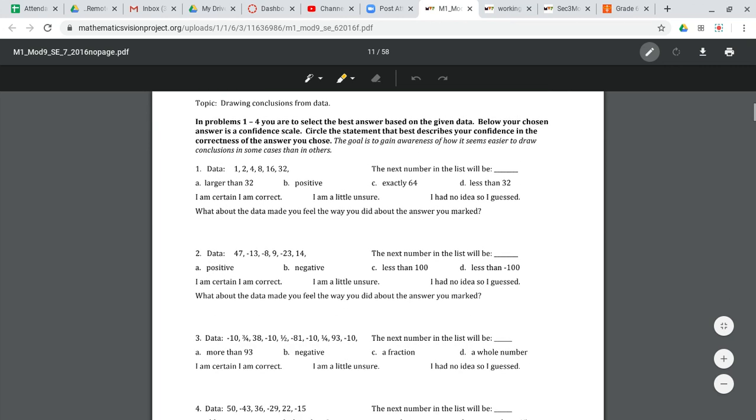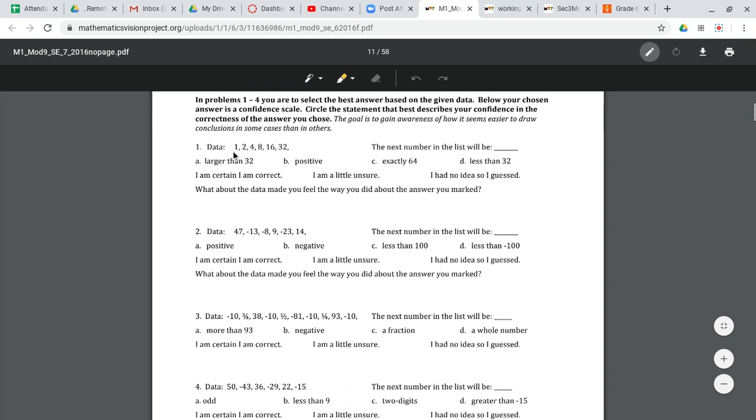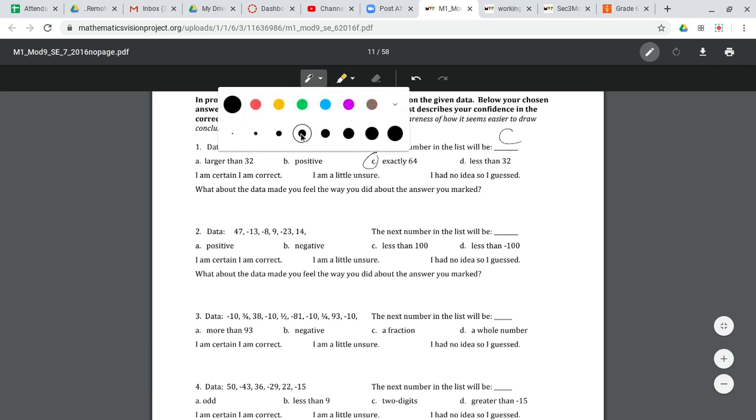So if we look at number 1, the data, we have 1, 2, 4, 8, 16, 32. The next number in the list will be larger than 32, positive, exactly 64, less than 32. Well, first of all, is there a pattern happening here? Yeah, we're doubling it, or we're multiplying by 2. So what's 32 times 2? Yep, 64. So we should have C.